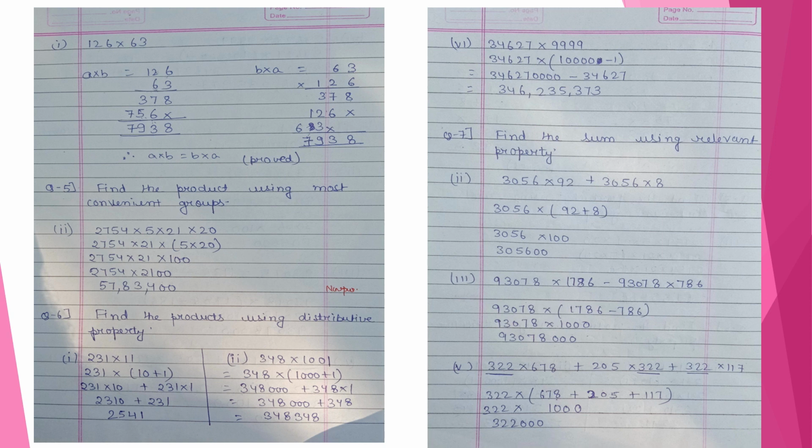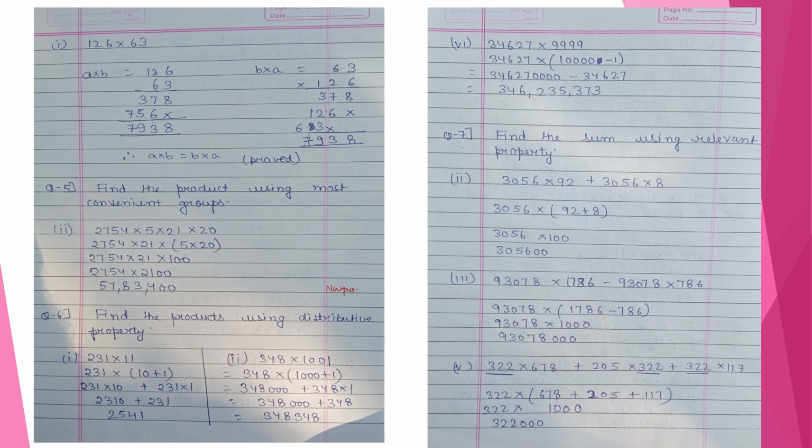Now third part is again 93078 into 1786 minus 93,078 into 786. So from both the terms we can take 93,078 common and we are left with the bracket in which we have 1786 minus 786. So we'll do the subtraction of the bracket at first. So we are getting it to be 1000. Then 93,078 into 1000.